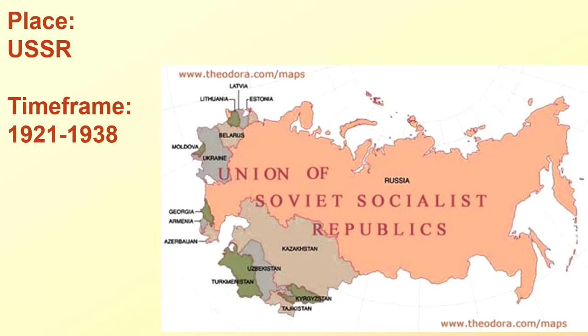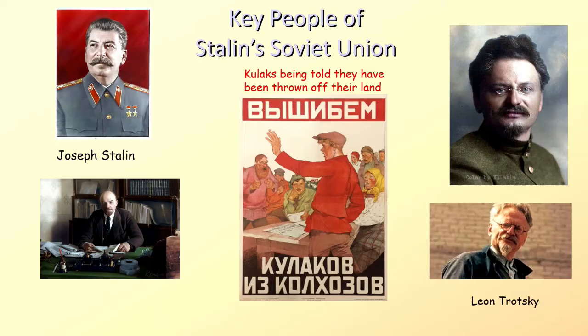The place, the USSR, Soviet Union. Time frame, about 1921 to 1938. Key people of Stalin's Soviet Union: Joseph Stalin, of course, and Vladimir Lenin. He hasn't quite gone away yet. The Kulaks and Leon Trotsky.